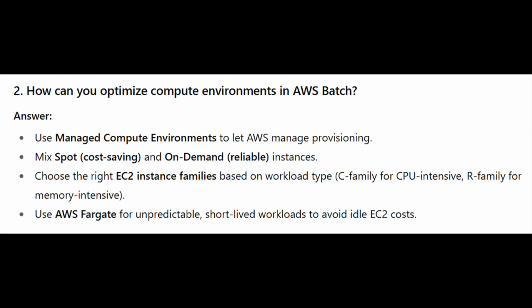2. How can you optimize compute environments in AWS Batch? Answer. Use managed compute environments to let AWS manage provisioning. Mix spot, cost-saving, and on-demand, reliable instances. Choose the right EC2 instance families based on workload type. C family for CPU-intensive, R family for memory-intensive. Use AWS Fargate for unpredictable, short-lived workloads to avoid idle EC2 costs.